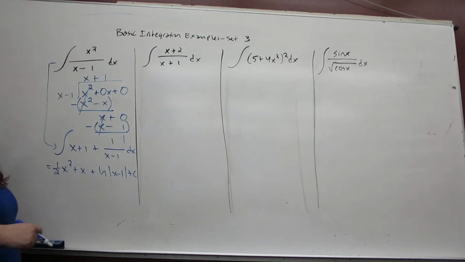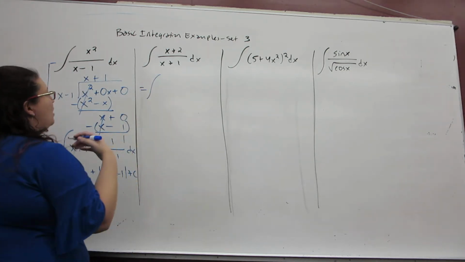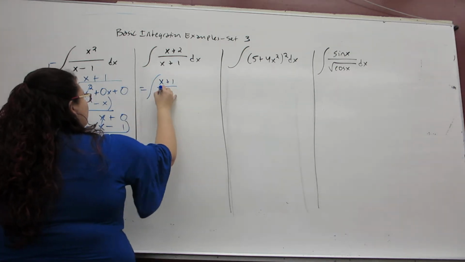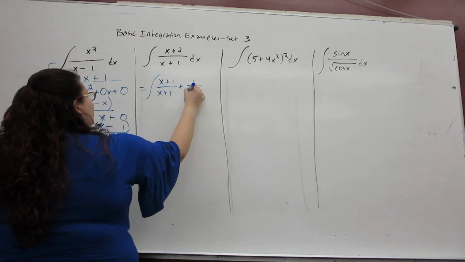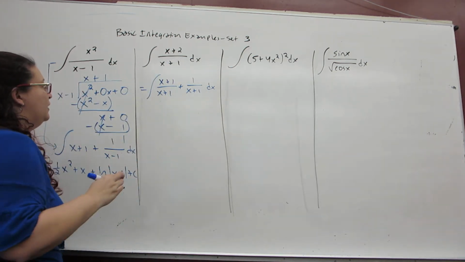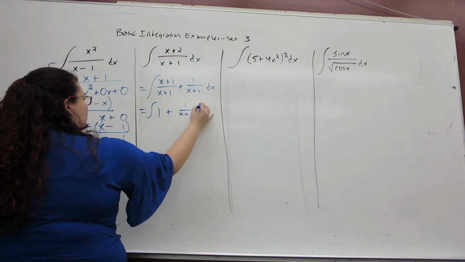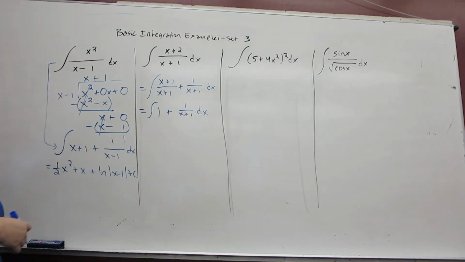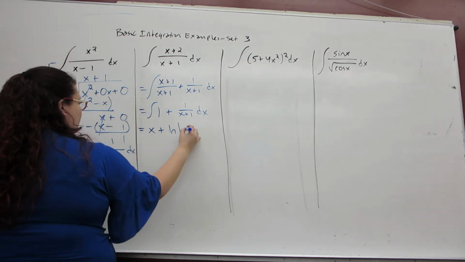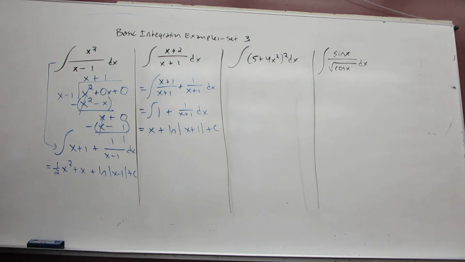For my second example, I'm going to do something similar, only I'm able to see it quicker, so I am not going to resort to long division. I'm going to rewrite this as x plus 1 over x plus 1 plus 1 over x plus 1, because the 1 plus 1 made the 2. This then becomes the integral of 1 plus 1 over x plus 1, and now I can use my regular rules. Antiderivative becomes x plus ln of the absolute value of x plus 1, all plus c.